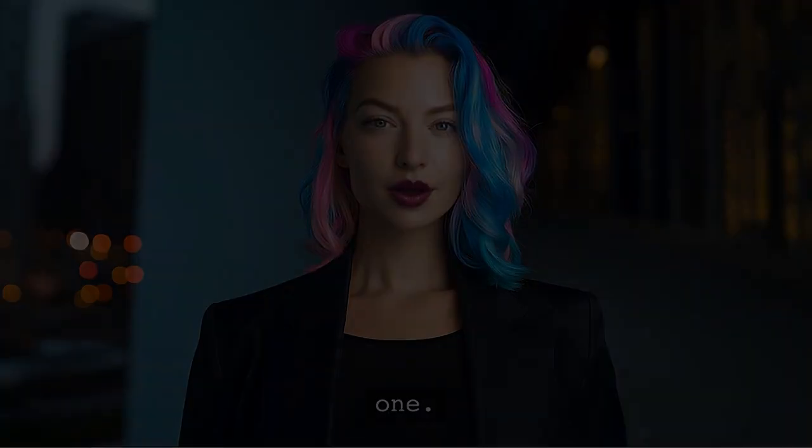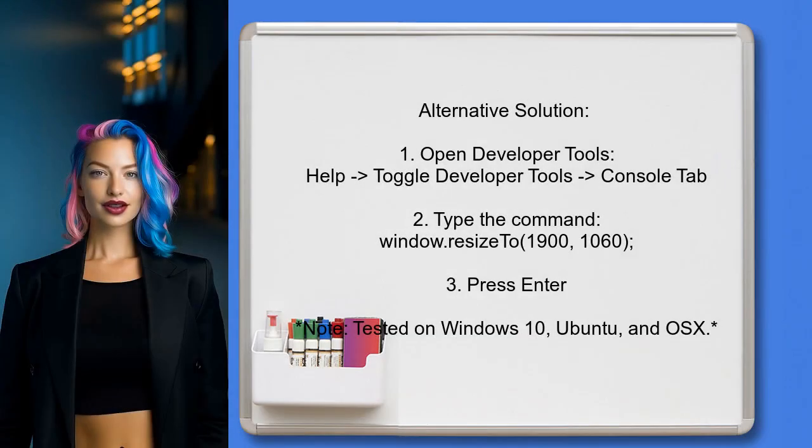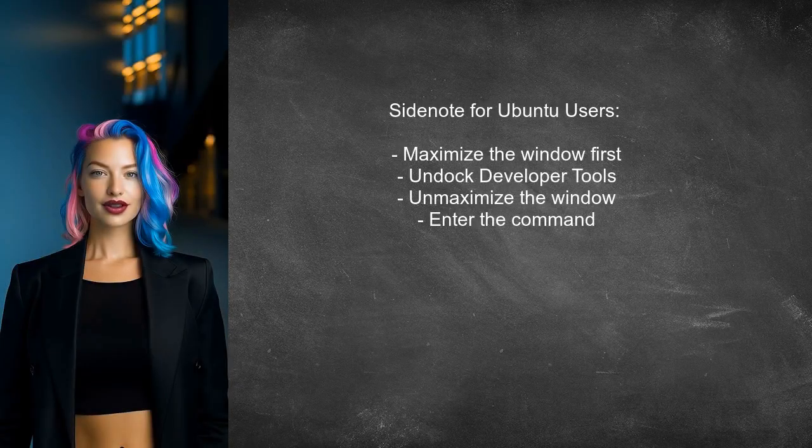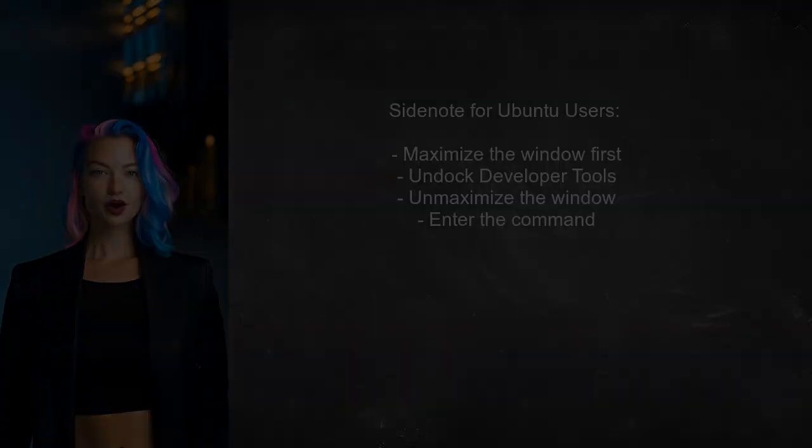Let's explore another one. One alternative solution involves using the Developer Tools console in Visual Studio Code. First, open the Developer Tools by navigating to Help, then toggle Developer Tools and select the Console tab. Next, type the command window.resizeTo with your desired width and height, like 1900 and 1060, and press Enter. A user also noted some quirks on Ubuntu, mentioning that they had to maximize the window first, undock the developer tools, then unmaximize the window before entering the command.